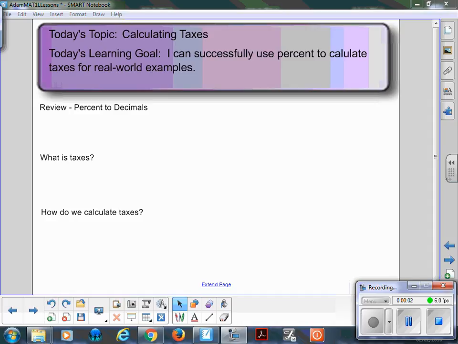Hello and welcome back. This lesson is about calculating taxes, something that you will never get away from, I'm afraid. So today's goal: I can successfully use percent to calculate taxes for real-world examples.